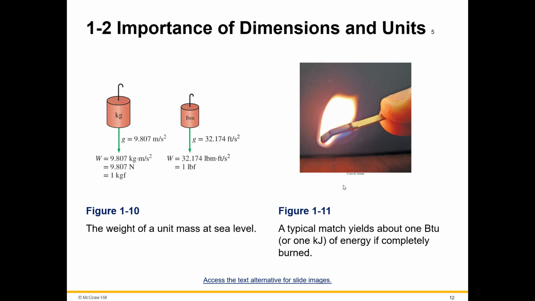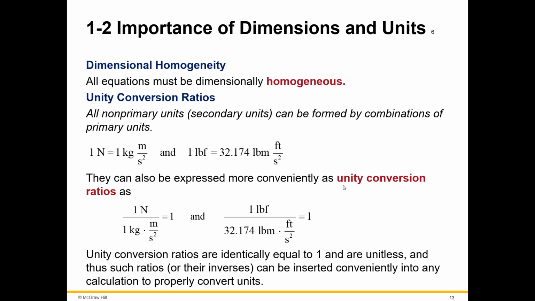And again, just a typical match yields about 1 BTU or kilojoule of energy if completely burned. And we'll start talking about all of these. And the weight of a unit mass at sea level, that's also important, right? Because when you start talking about elevations, some of those things change. Okay? And then you see the homogeneity, the homogeneous units. Harp on that all the time.